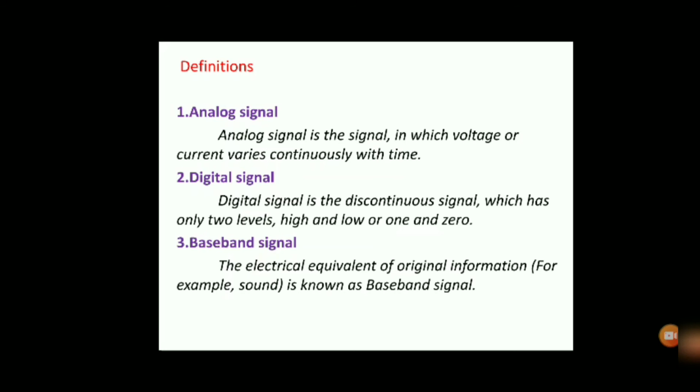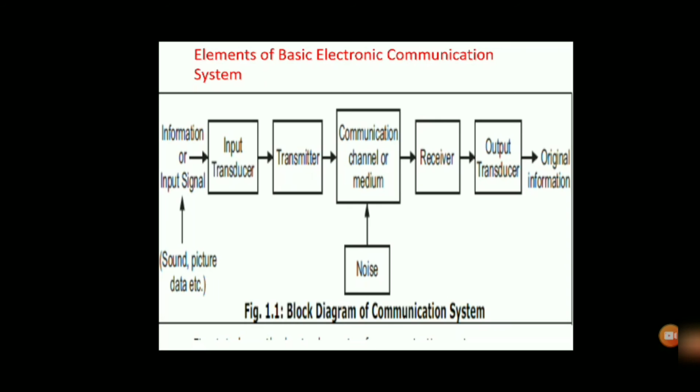Analog signal is what? It represents voltage or current, and it varies with time. So it is analog signal. What is digital signal? It is discontinuous signal, and it is having only two values, either low value or high value, or in binary we can say 1 or 0. So this is the digital signal. And what is baseband signal? It is the signal which contains the original information, is called as a baseband signal. So in detail, when we go for the waveform, we'll see how these signals look like.